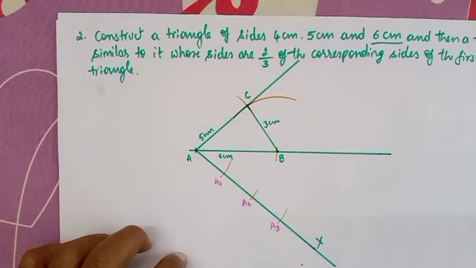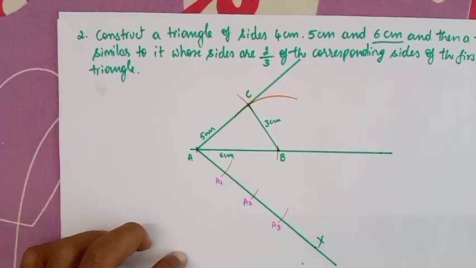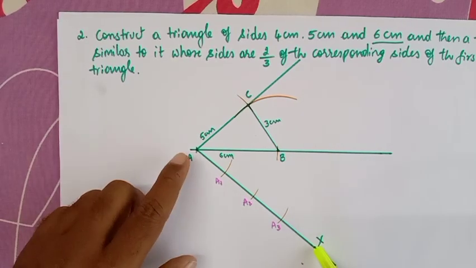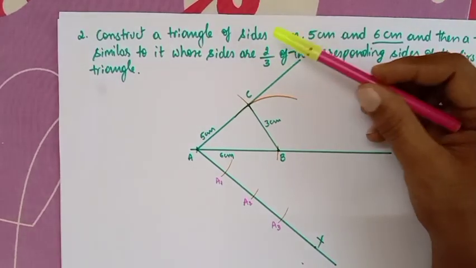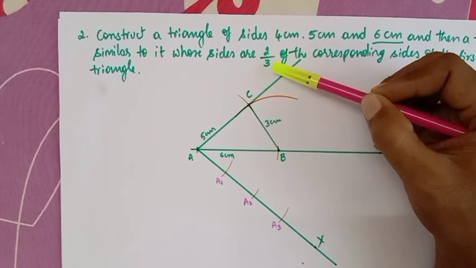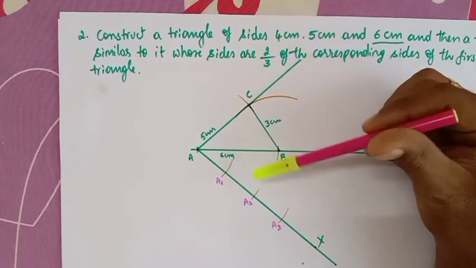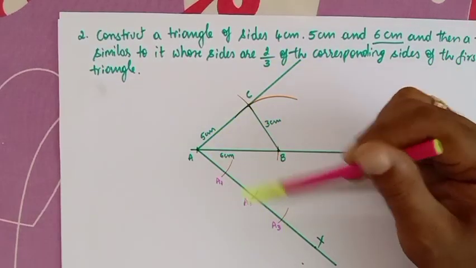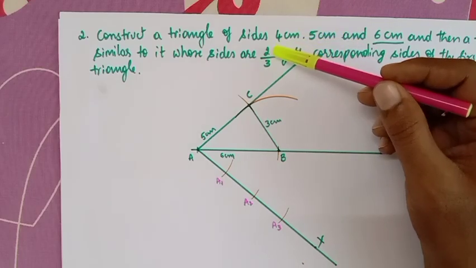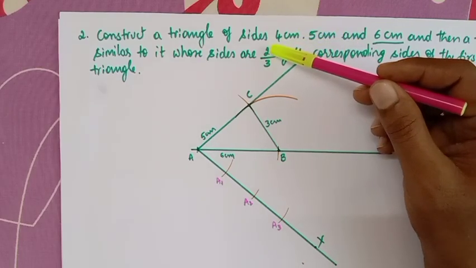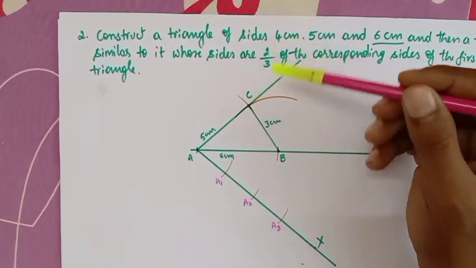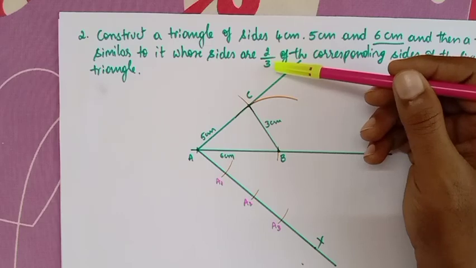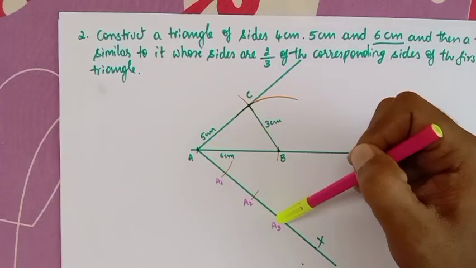While cutting the line AX, we should note down the ratio given here. If the denominator is the bigger number, we should divide the line into that many parts. Here 3 is the denominator, so I am dividing this line into 3 equal parts. If the numerator is greater than the denominator, you should cut into that number. But here the denominator is more, so I am cutting into 3 equal parts.